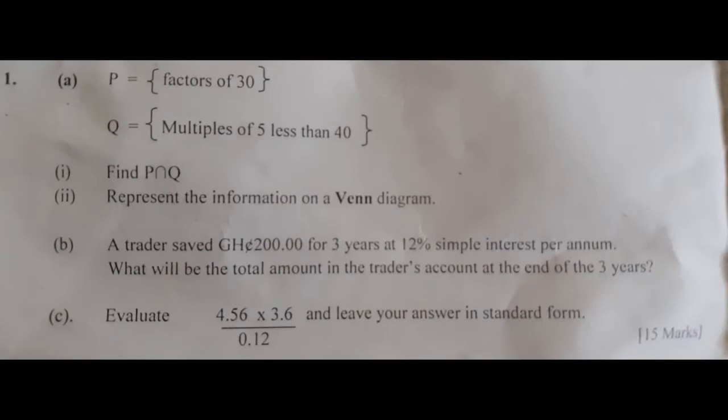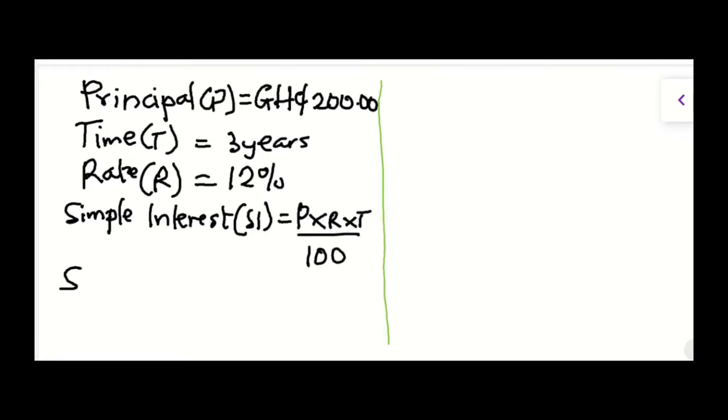A trader saved 200 Ghana cedis for 3 years at 12% simple interest per annum. What will be the total amount in the trader's account at the end of the 3 years? It's quite simple. You're going to go through this and then you'd get every bit of it. So we start off by putting down the informations we have. Make sure you do that, it's very necessary, it helps a lot. Principal is 200 cedis, time 3 years, rate 12%. Simple interest, principal times rate times time over 100.